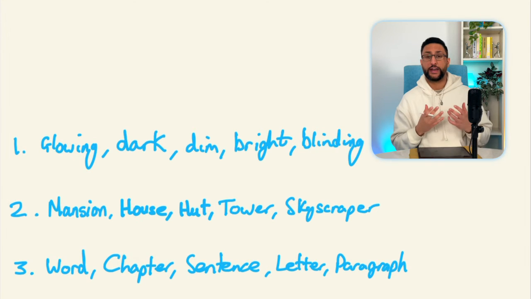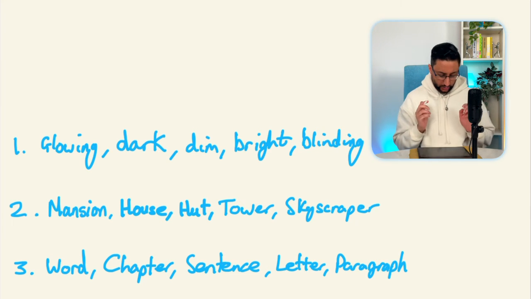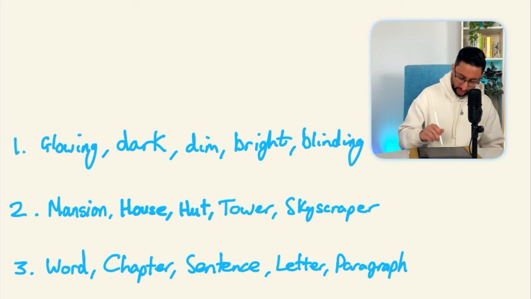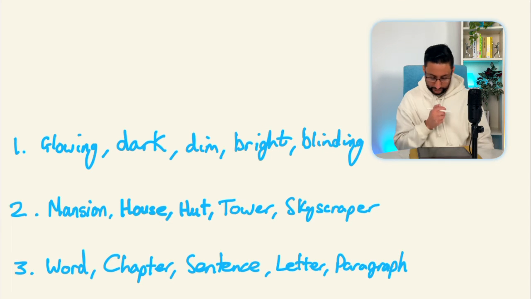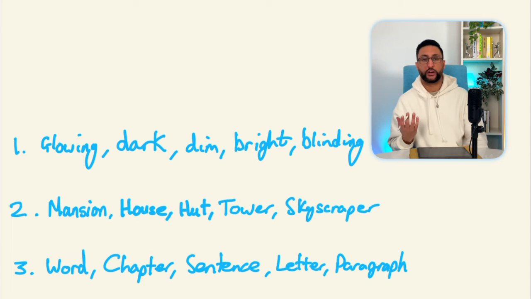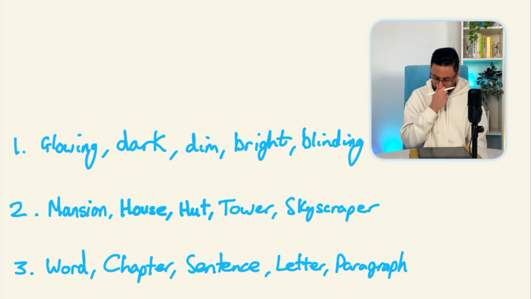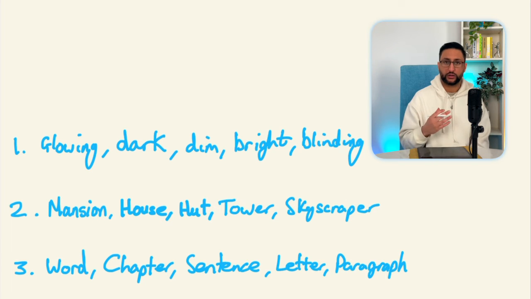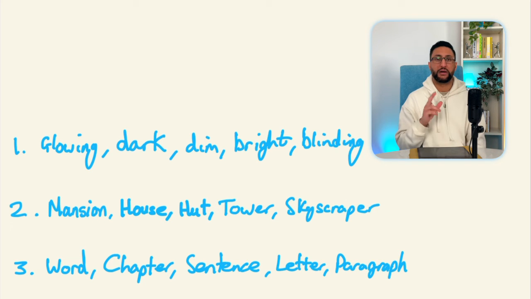So let's take a look at our next three examples. They're a little bit more difficult than the ones we've just done. We're going to look at the first one to start with. We have glowing, dark, dim, bright, and blinding. Now, some of these words you should recognize. You should know dark, you should know bright, probably dim. Maybe blinding is the one that you're probably not sure about. And that just means it's so bright that it's metaphorically blinding, or even physically blinding.